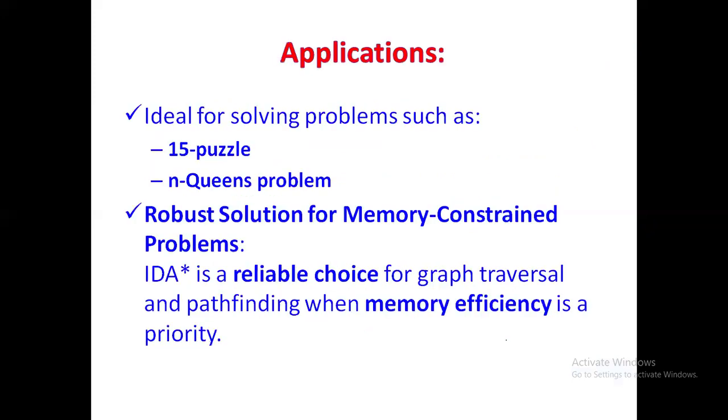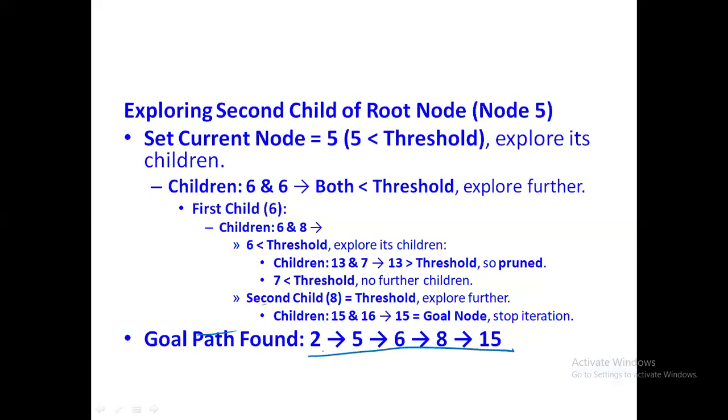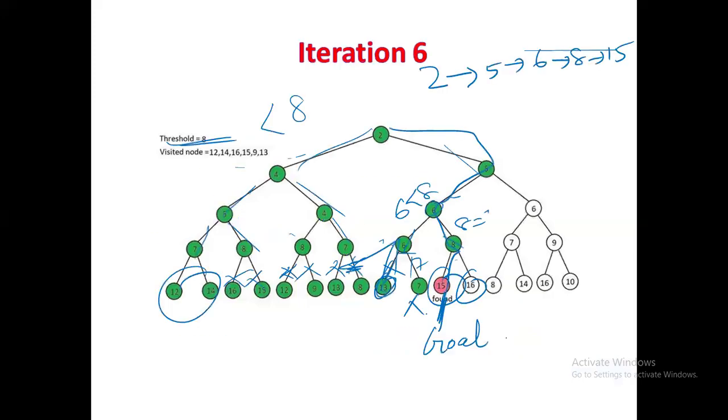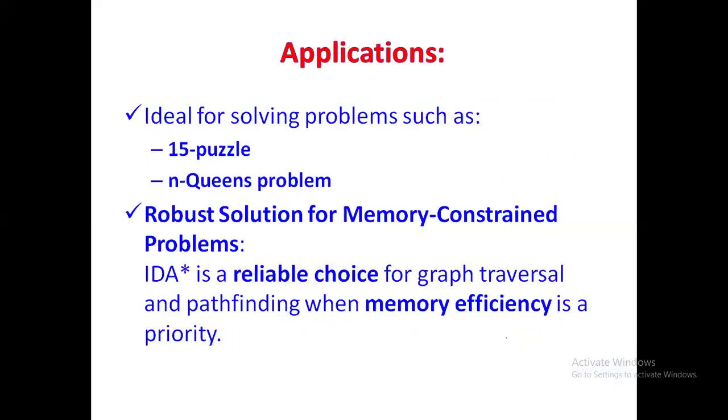Coming into the application, the goal path is found. The route is 2 to 5 to 6 to 8 to 15, which I have shown to you. And coming into the application, the IDA star algorithm efficiently combines the strength of depth first search and heuristic function, providing a balance between memory efficiency and optimal path finding.